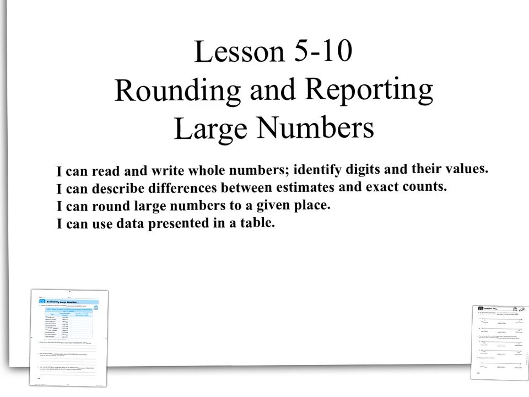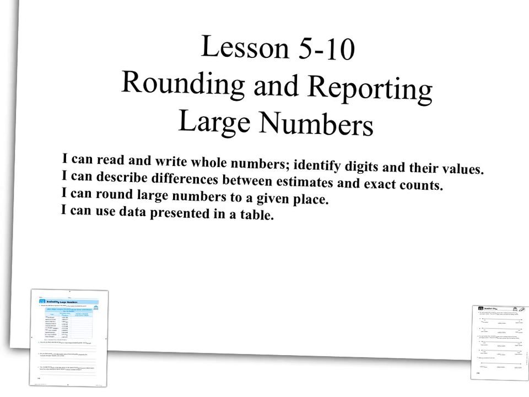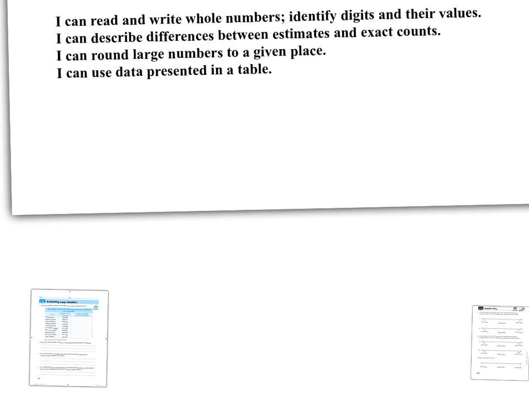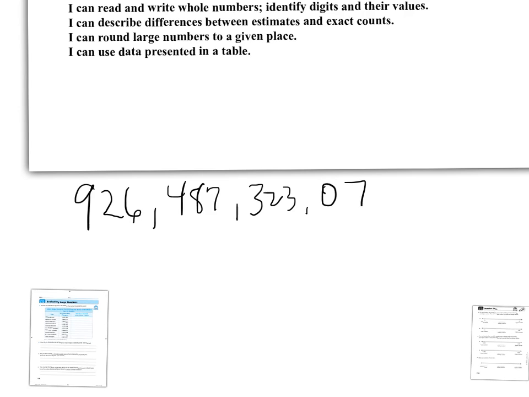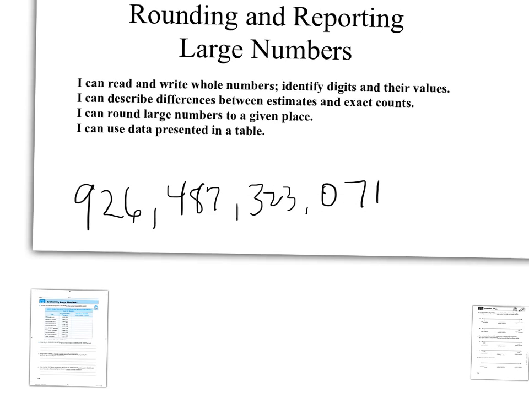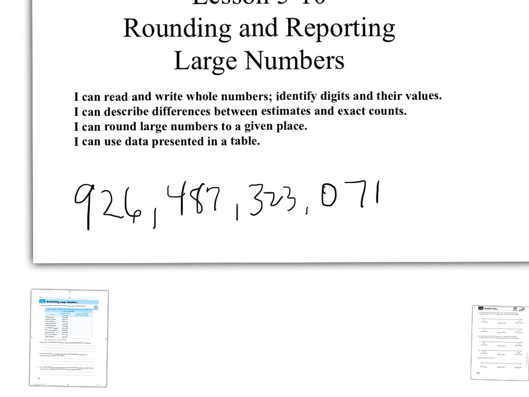So let's quickly go over I can read and write whole numbers. Identify digits and their values. That's basically what we did yesterday, the other day, with the billions. We said a number like this is 926,487,323,071. And what we're doing here is we are going to identify digits and their values.